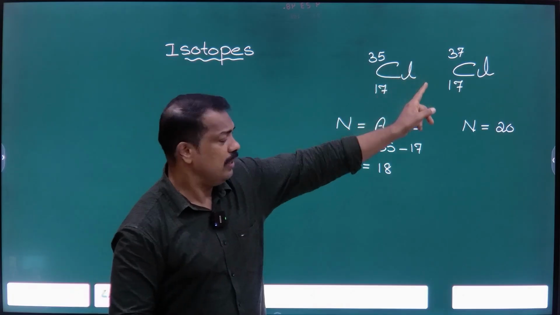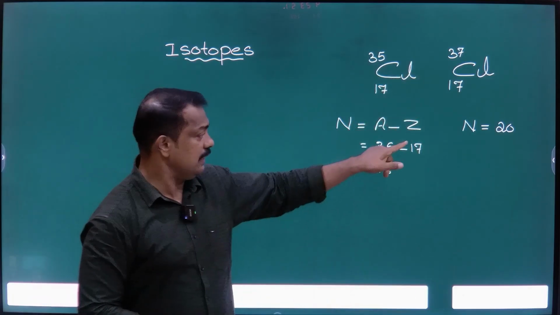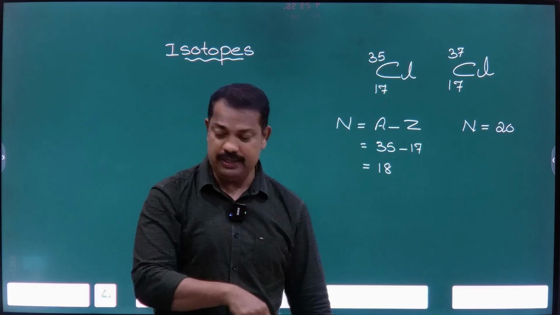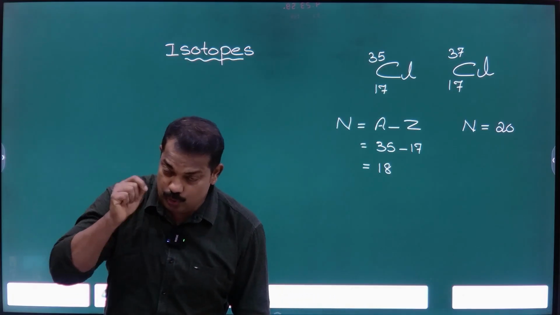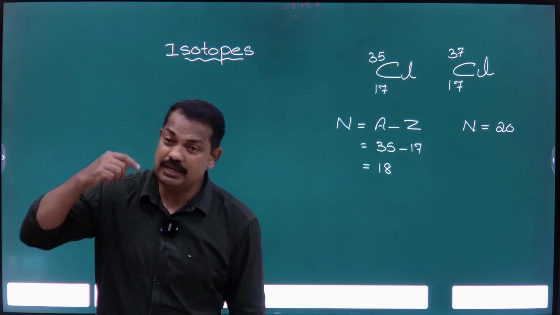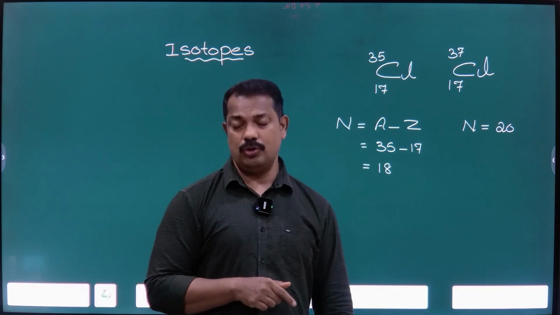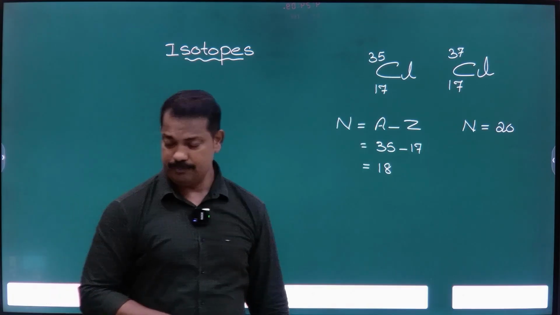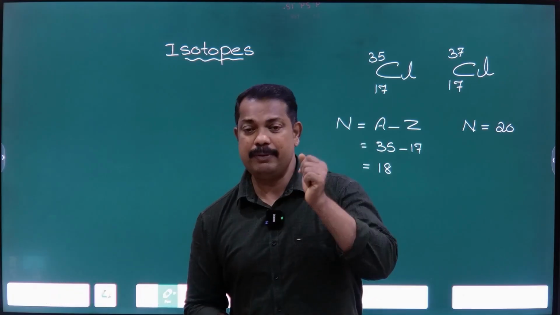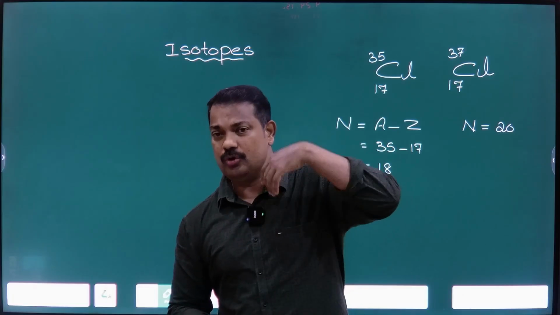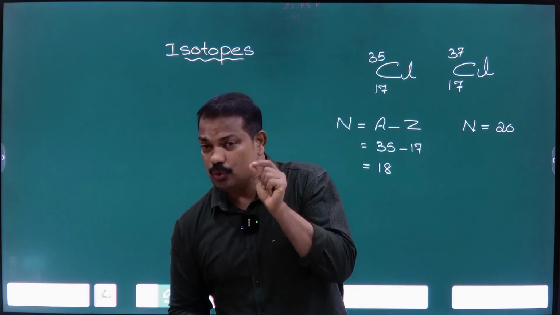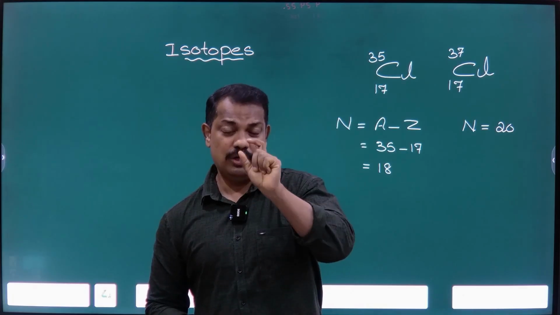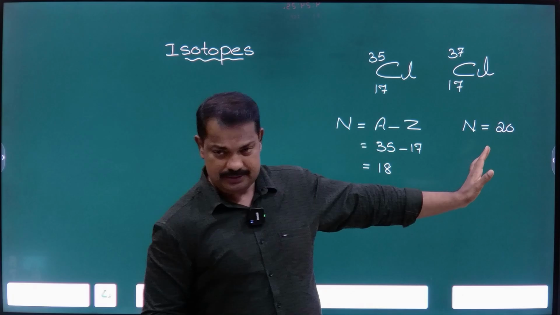Because these two atoms differ in the number of neutrons present in the nucleus. Because of these different neutrons, the mass number also changes, because mass number depends upon the number of neutrons. The number of neutrons present in the nucleus of the chlorine atom is different.